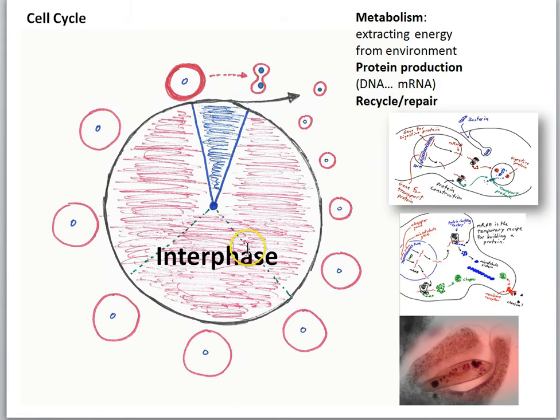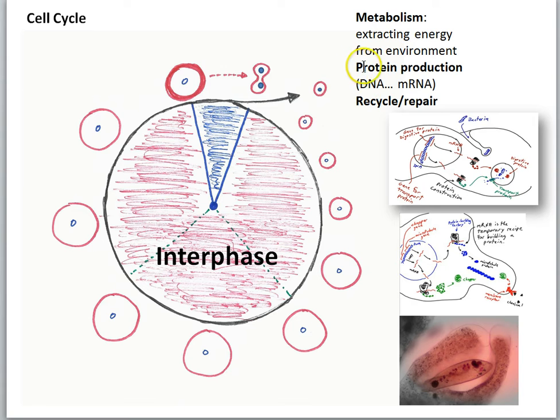Now let's take a closer look at what's going on during interphase. Well, here we said that the cell was sort of growing. Well, what does that mean to be growing? Well, metabolism is happening inside the cell, complex chemistry that involves extracting energy from the environment. The cell might be eating something, it might be just absorbing nutrients from the environment, it might be doing photosynthesis. So there's complex chemistry going on inside the cell.